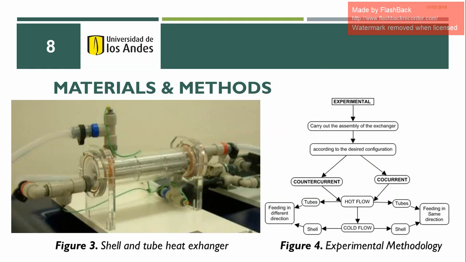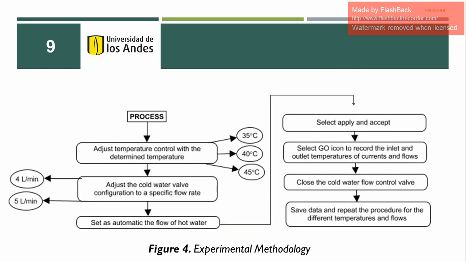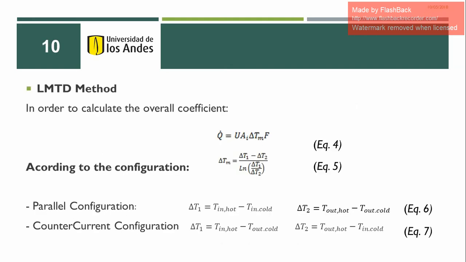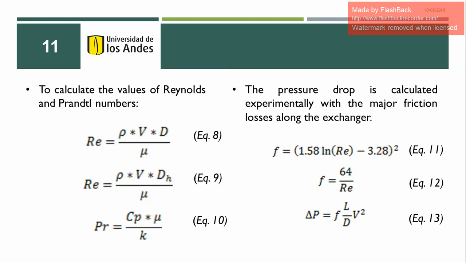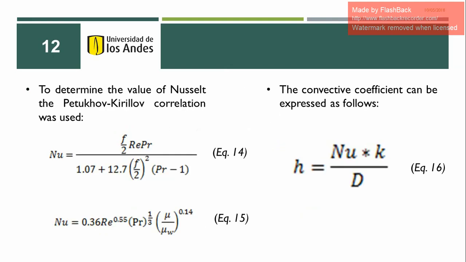Three flow rates for the cold fluid and 3 temperatures for the hot fluid inlet were used during the data collection. For calculations, 3 methods were applied: LMTD, Kern, and Bell Delaware. For LMTD, the heat transfer was evaluated using equation 4, where the variables change according to the configuration as seen below. It is important to note that some dimensionless numbers were used, like the Reynolds and Prandtl numbers, as well as Darcy's friction factor, as shown in equation 12. With the friction factor, it is possible to calculate the pressure drop. Finally, the convective coefficient is needed and can be evaluated with the Nusselt number.